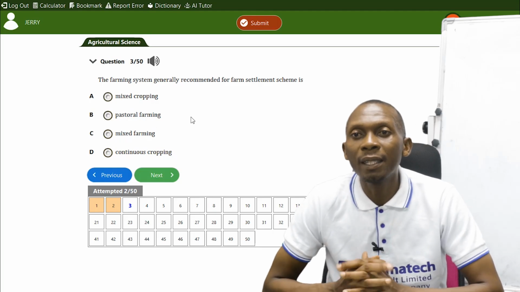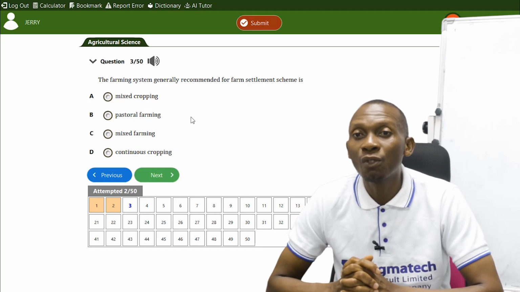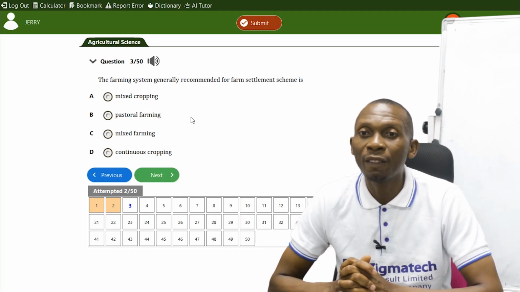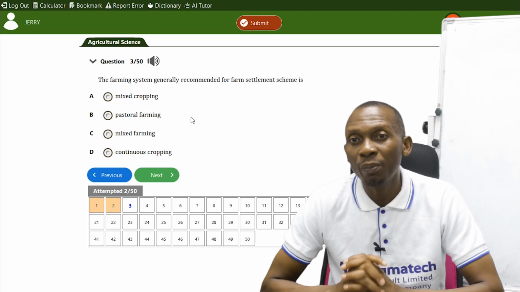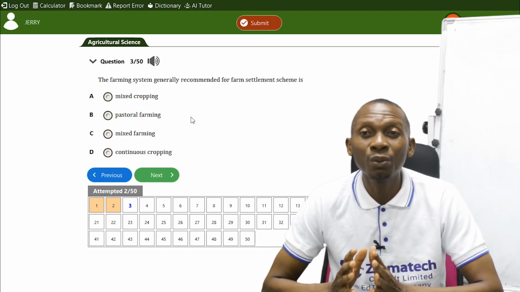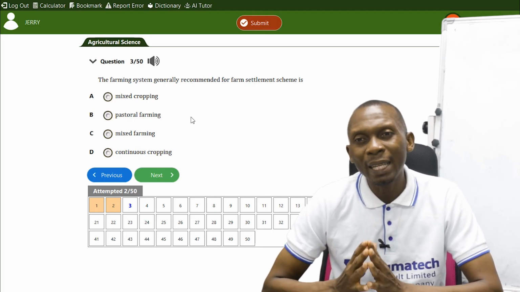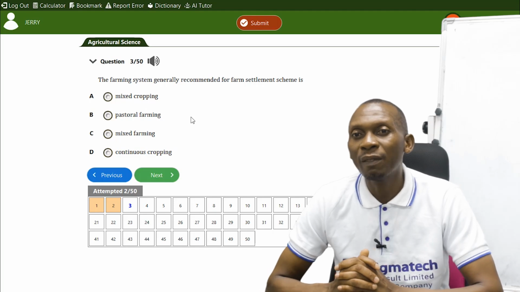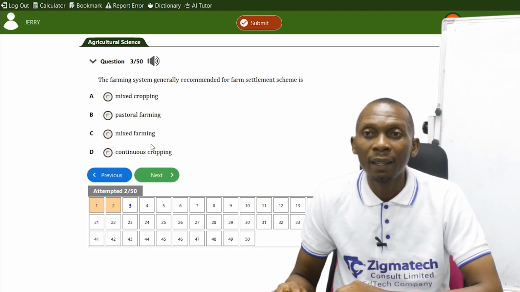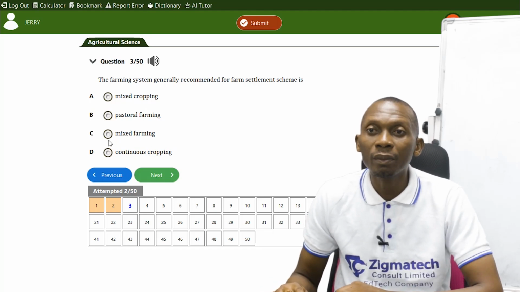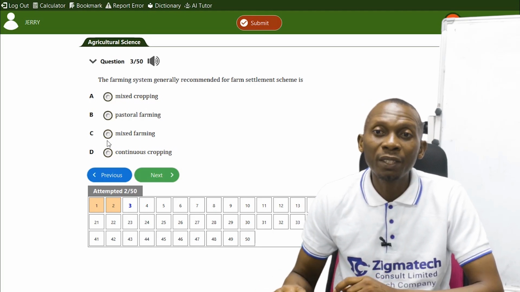This question says, the farming system generally recommended for farm settlement scheme is, we have mixed cropping, pastoral farming, mixed farming, continuous cropping. Now, of all of these, mixed cropping just has to do with only cropping. Pastoral farming also has to do just with animal production. Continuous cropping is also one aspect which has to do with cropping, but mixed farming has to do with both cropping and animal rearing, so that is the answer. The farming system recommended for the farm settlement scheme is mixed farming.